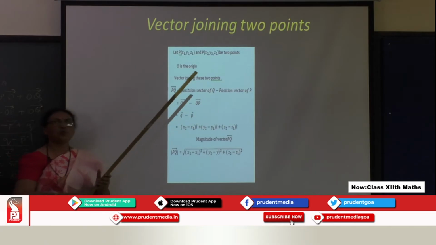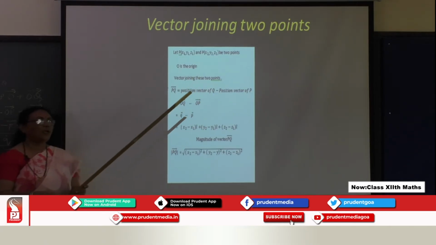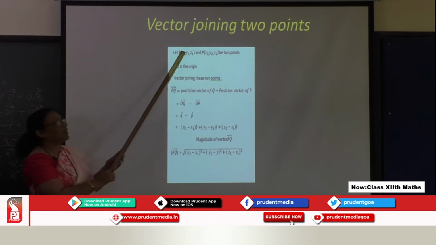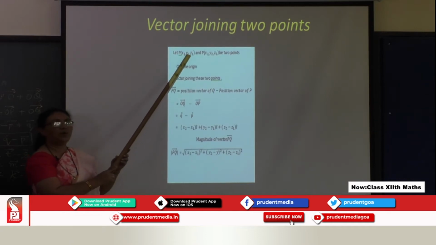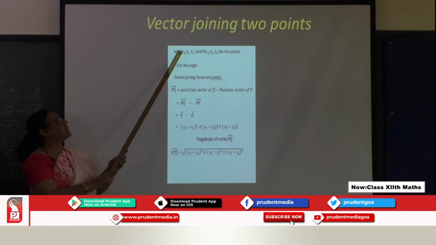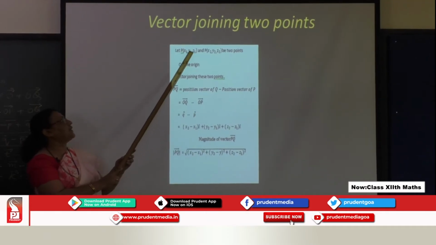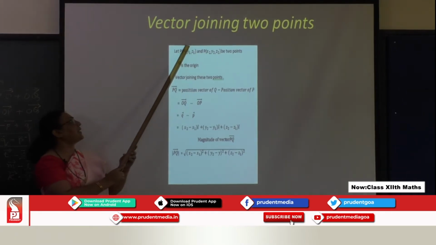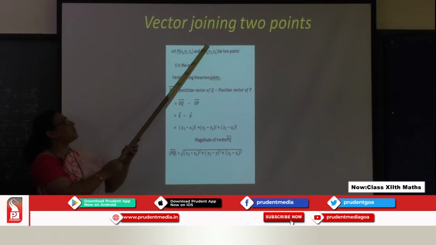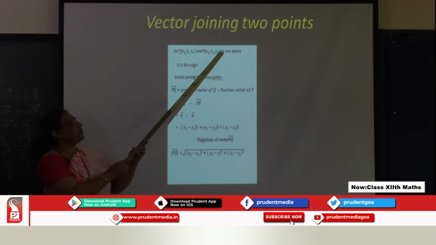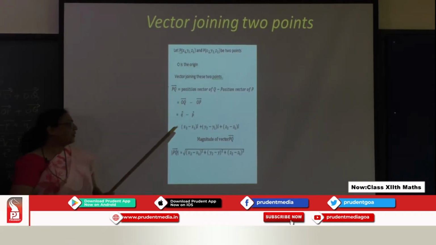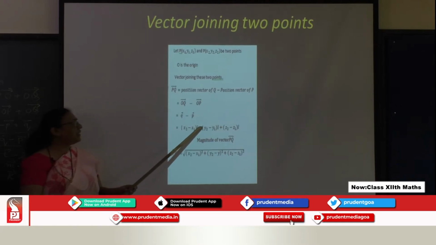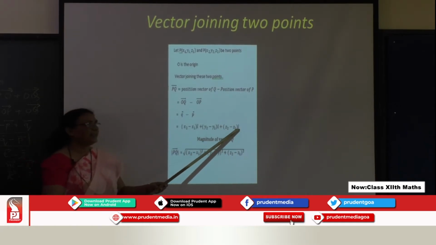Now, suppose these two fans are there in this room. One fan is here, another fan is here, and you know the coordinates of this fan, x1, y1, z1, and the coordinates of the other fan. Then you have to subtract the x coordinate, the y coordinate, and the z coordinate, and write a plus sign in between, and write the unit vectors i, j and k.